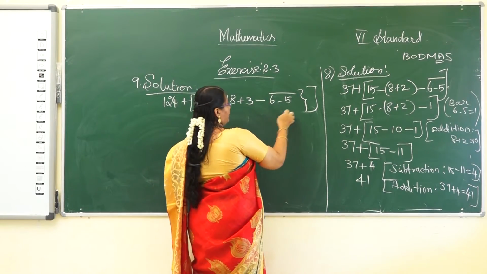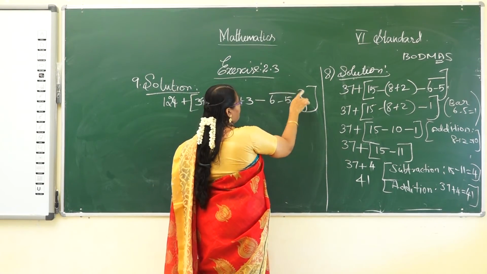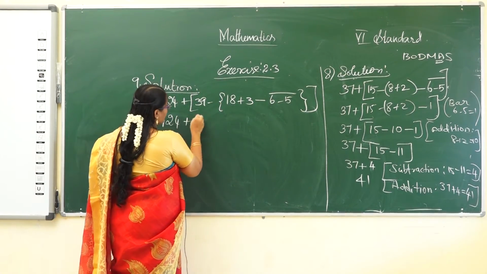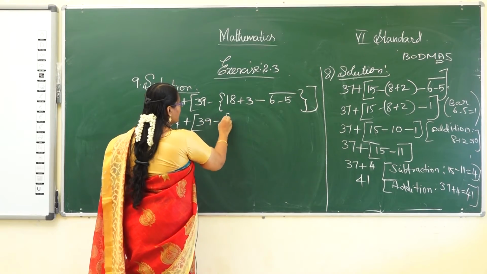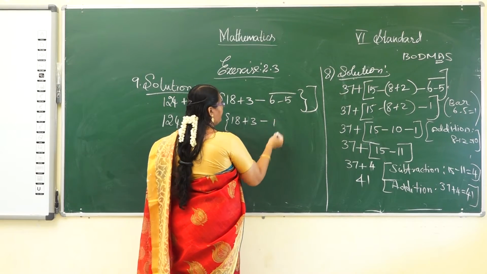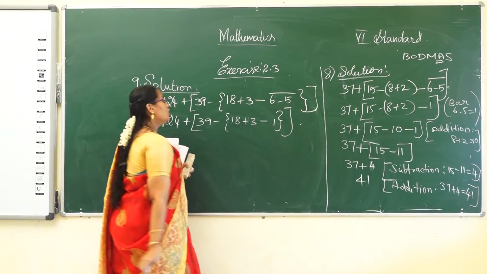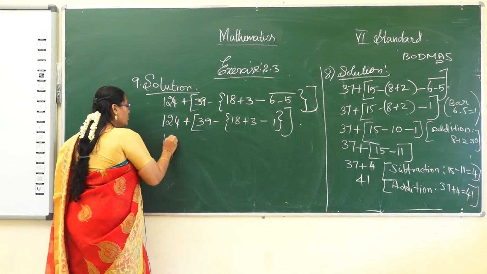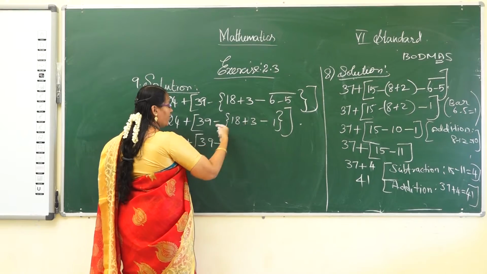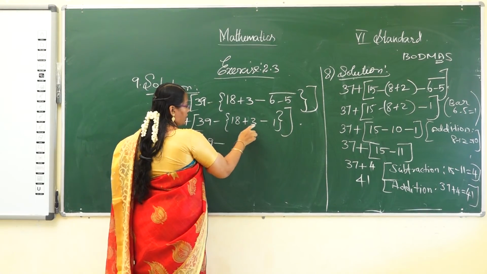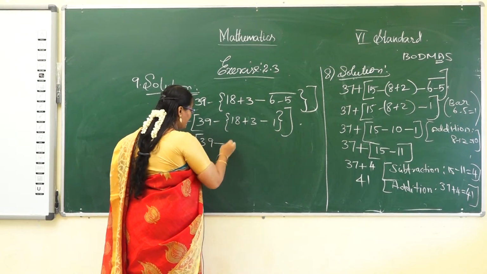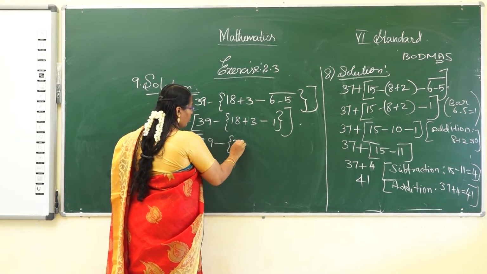So move to the inside of the curly bracket, in between having the bar. So first prefer to the bar. So 124 plus 39 minus the curly bracket 18 plus 3 minus 6 minus 5 is 1. Okay, close the curly bracket and close the square bracket also. So 124 plus 39 minus, so simplify the curly bracket values. Okay, here first prefer to the addition. Okay, so add these two values. 18 plus 3 is 21, minus 1.